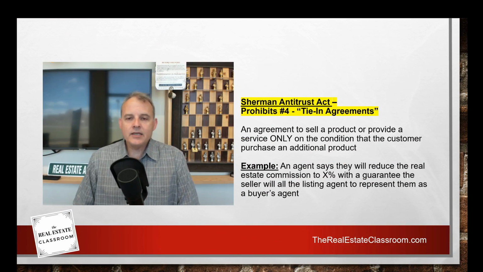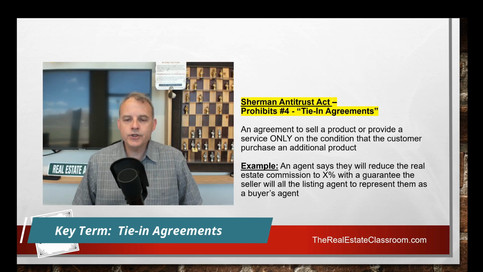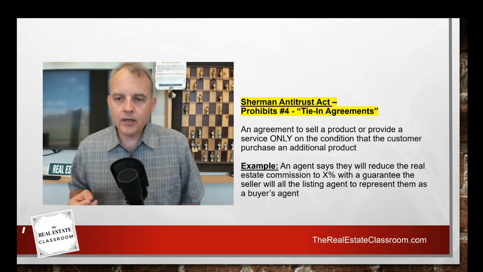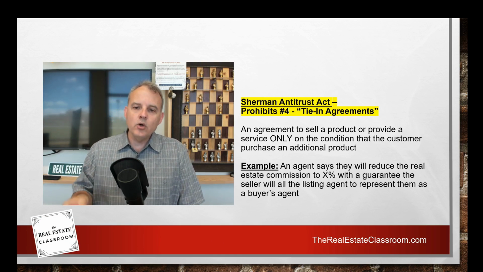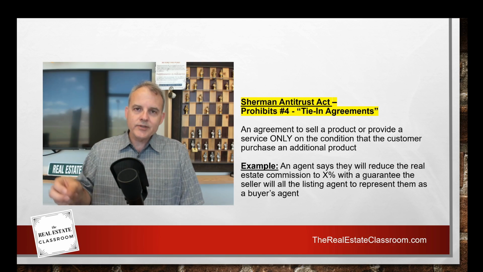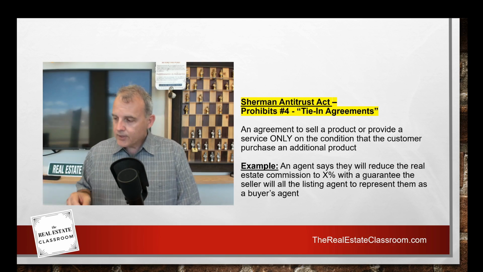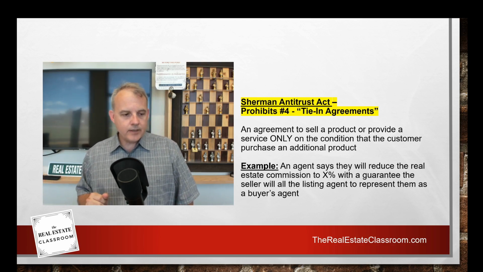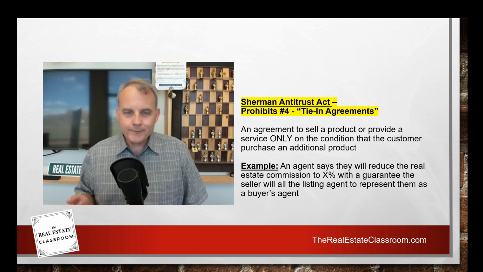All right. And then lastly, prohibition number 4 under the Sherman Antitrust Act, they're called tie-in agreements. And it's an agreement to sell a product or provide a service only on the condition that that customer will purchase an additional product or purchase an additional service. So how do we see this in real estate, or where do we see this in real estate? Honestly, here's a common one.